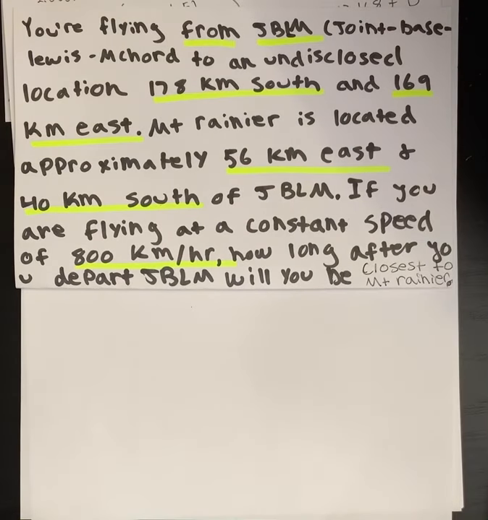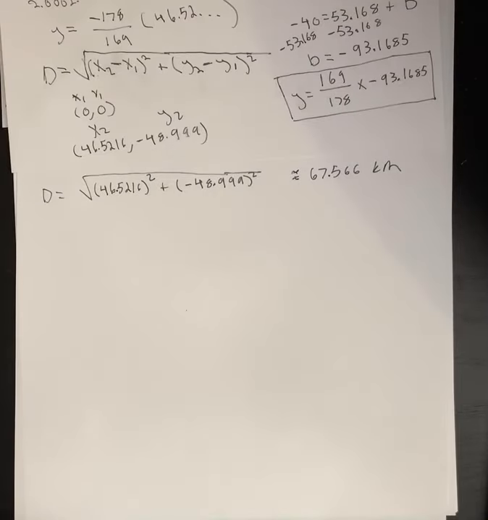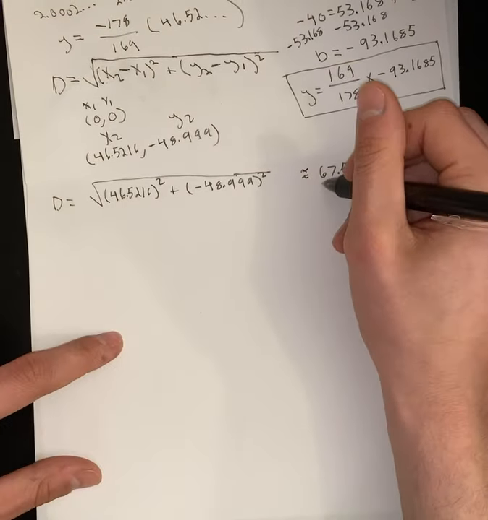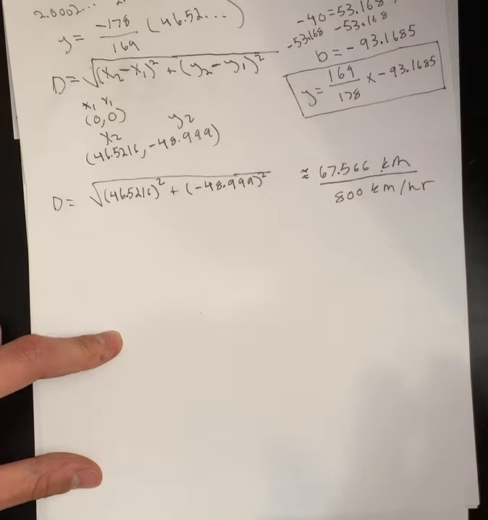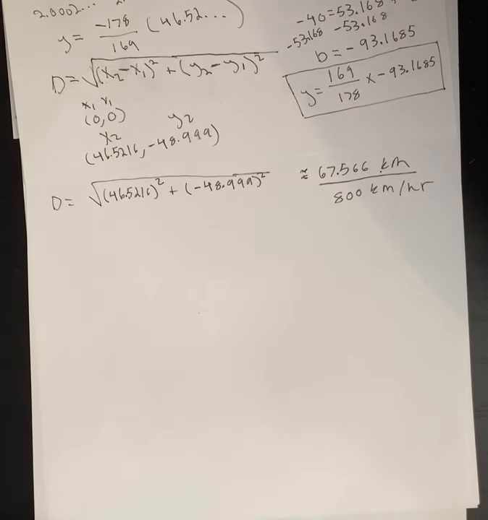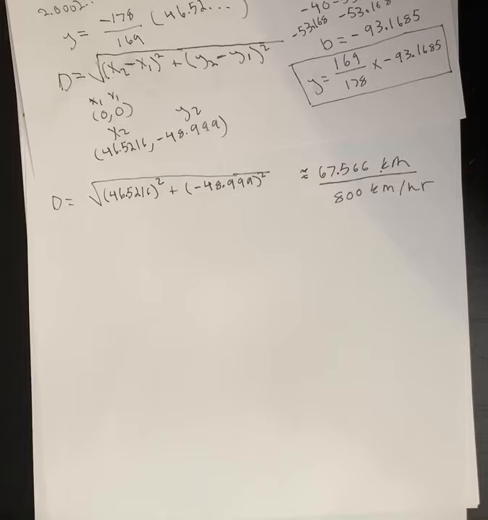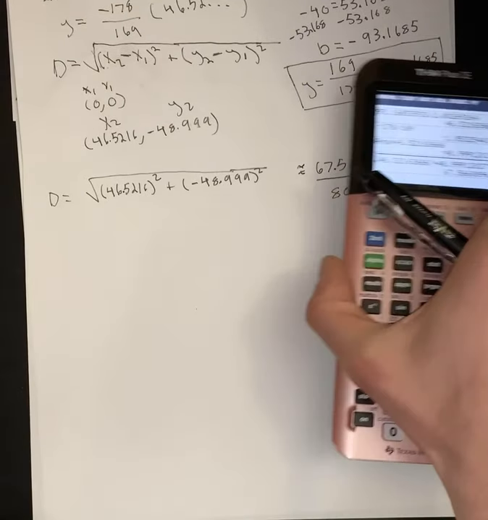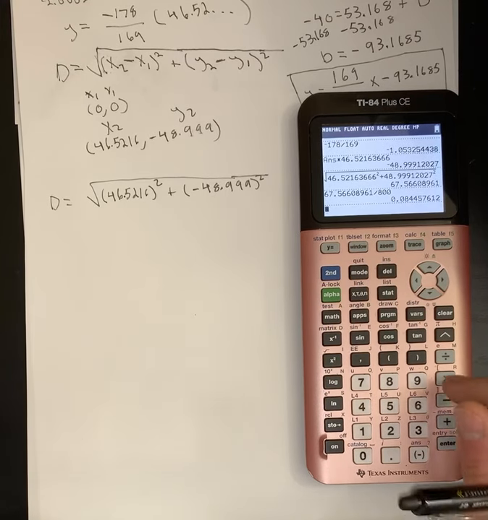Now, what the question's asking is how long after you depart JBLM will you be closest to Mount Rainier? And how we go about this is we're going to convert this into time. So we can take this value here, we can put it over 800 kilometers an hour. And then this will get us how many hours it takes for us to get from here to here. And then from there, we can multiply by 60 and get minutes, which is what the problem's asking for. So we can take this, divide by 800, and then multiply by 60.